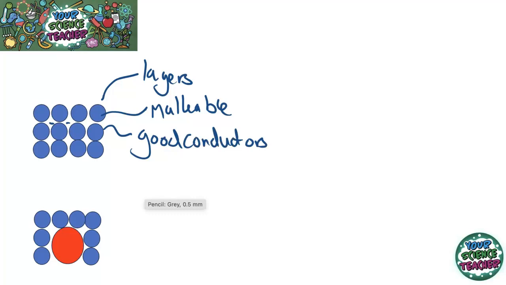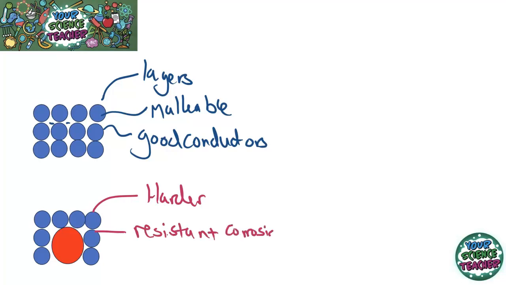What happens if I want to alter the conditions of my metal to make it maybe even harder, to make it a little bit more resistant to corrosion? Well, what I can do is I can create an alloy, and an alloy is a metal containing two or more metallic elements.